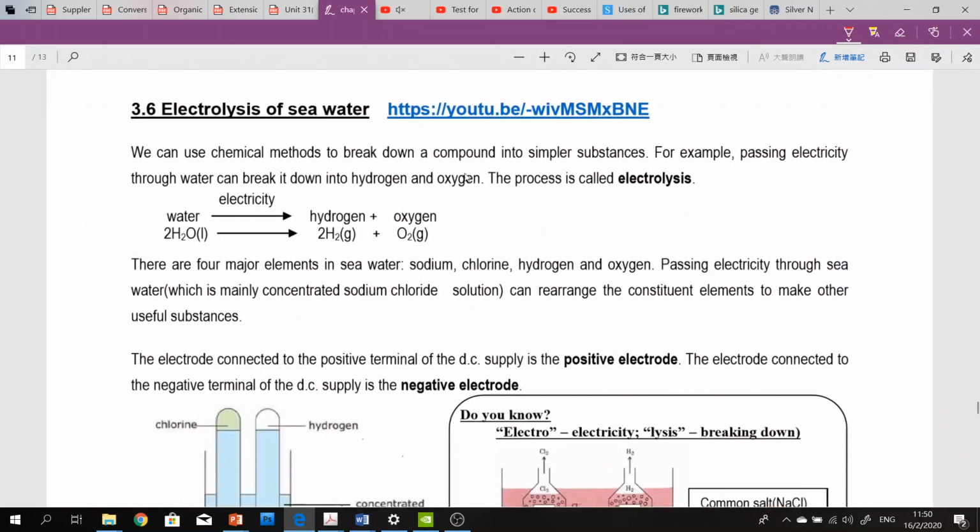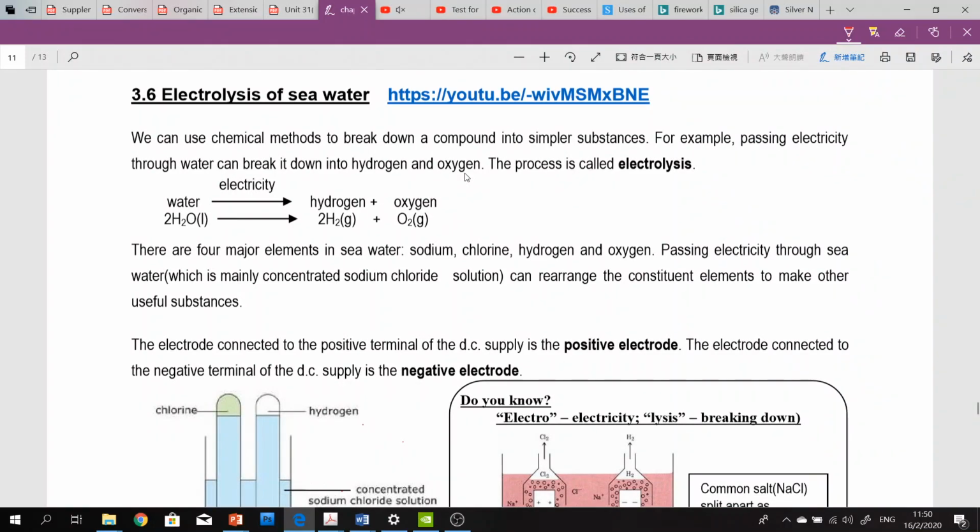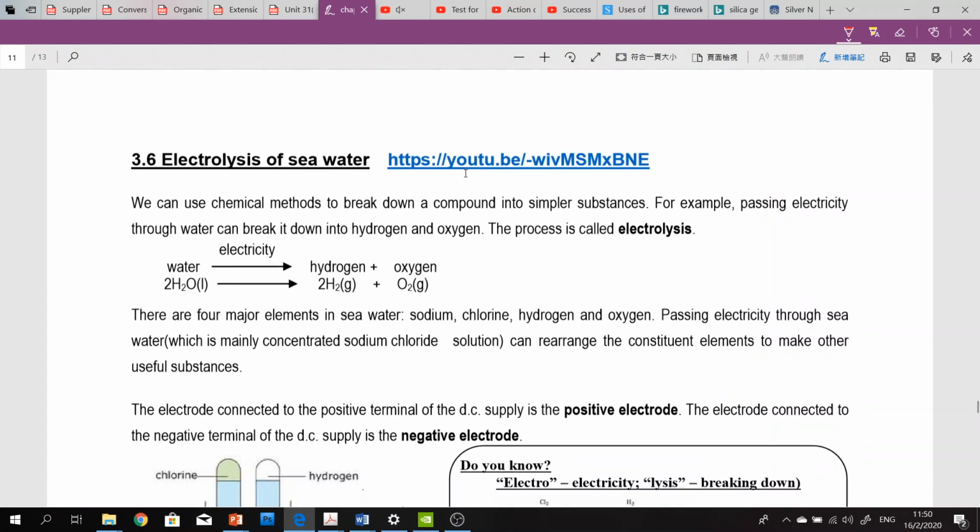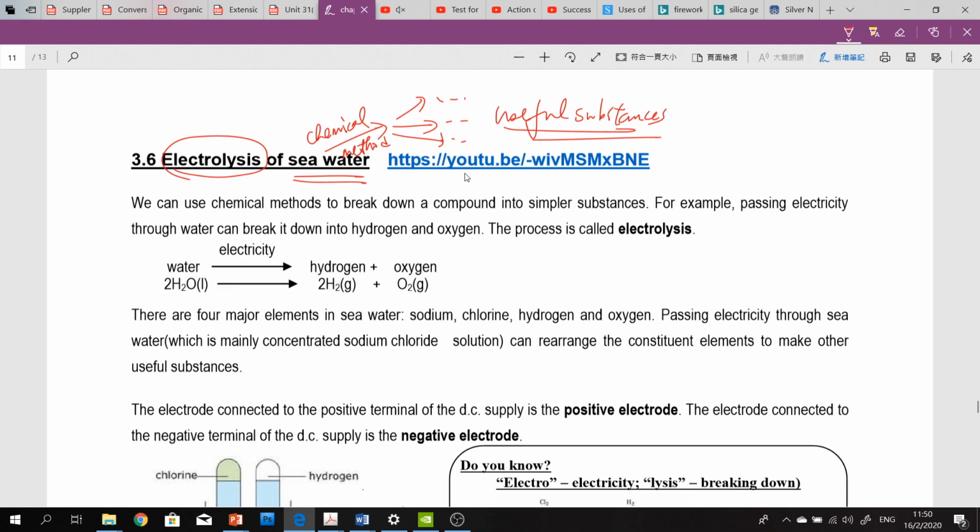Now, if not, you may take a look at this part. Electrolysis of seawater. What is it about? Well, for electrolysis of seawater, what is meant by that? Seawater can be further treated by chemical method to produce some more useful substances. So the chemical method we are going to talk about is electrolysis.